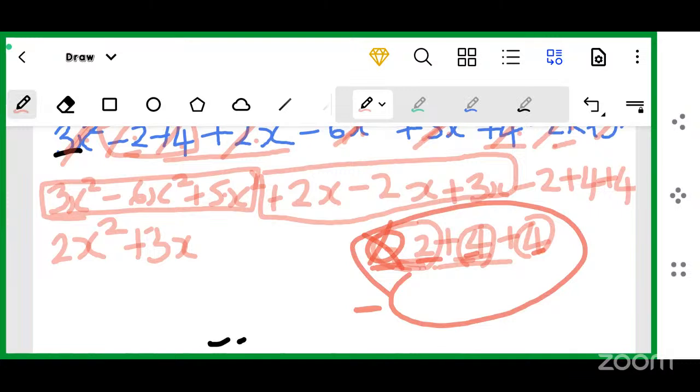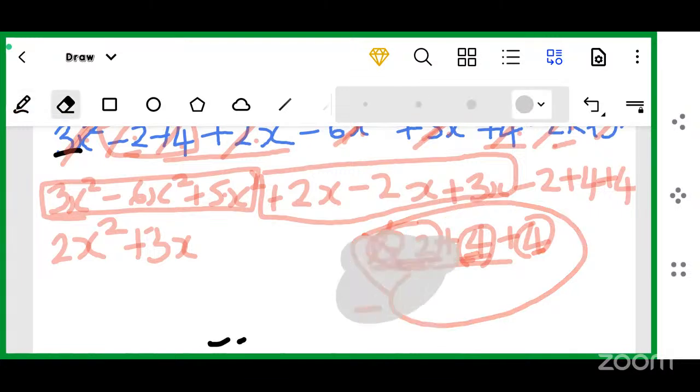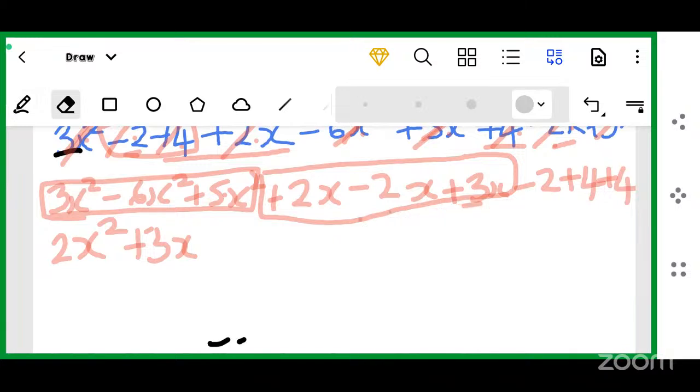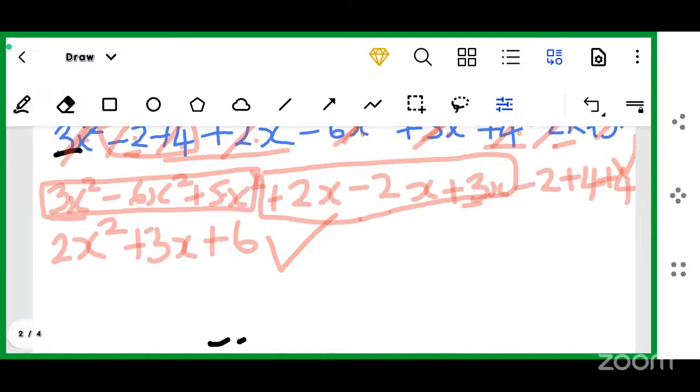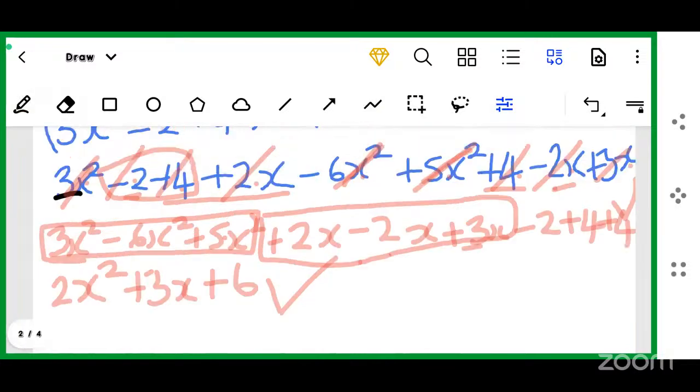Yes, ma'am. Okay, perfect. So now we said our final answer is positive 6, right? Yes. Okay, so it's positive 6, so this is correct. And this is correct. I'm so impressed. So let me see, I'll also prepare another homework for that one.